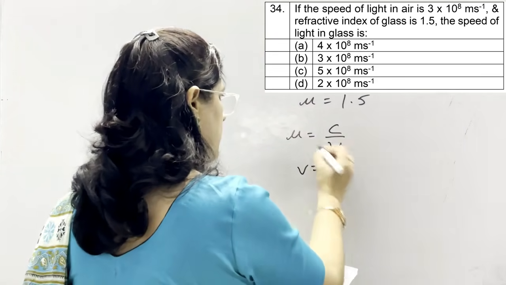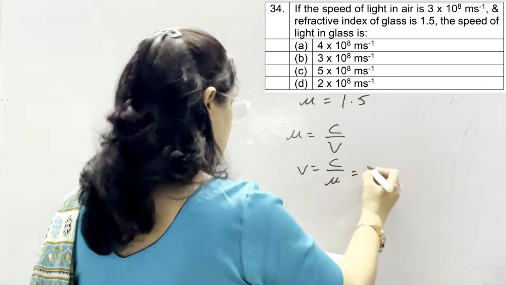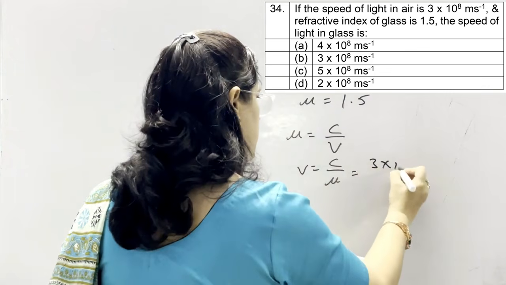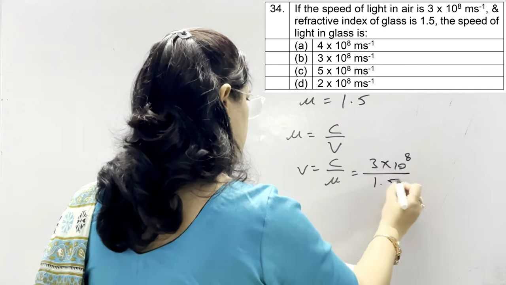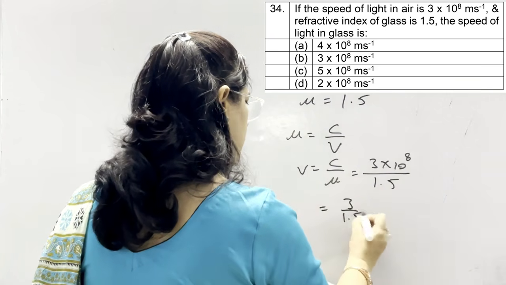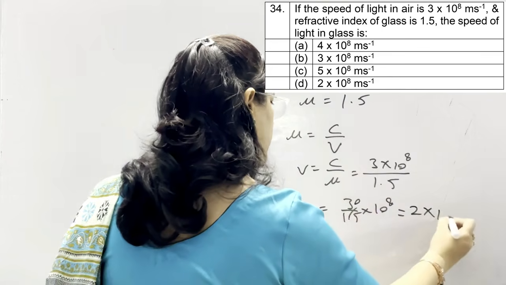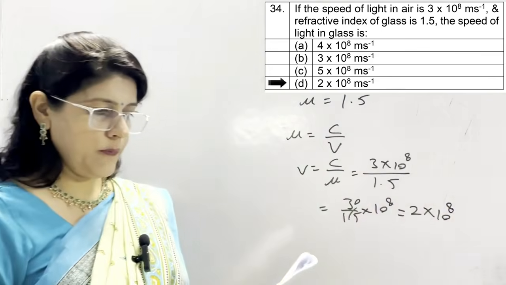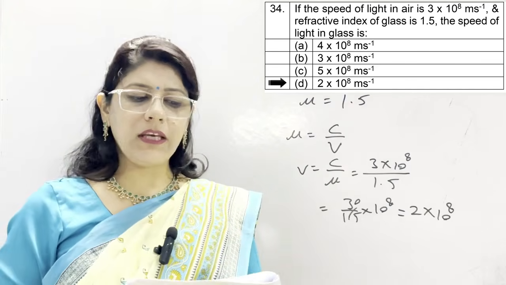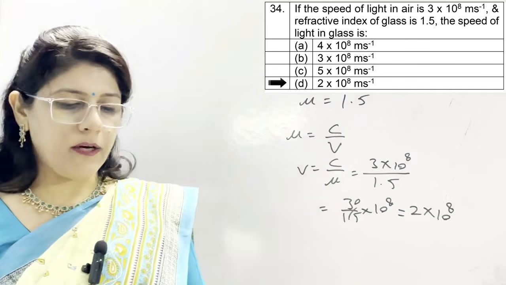So v is equal to c upon mu. Value of c is 3 into 10 raised to power 8 and value of mu is 1.5. So 3 upon 1.5 into 10 raised to power 8, it means 2 into 10 raised to power 8. So the correct option is D, which is 2 into 10 raised to power 8 meter per second.